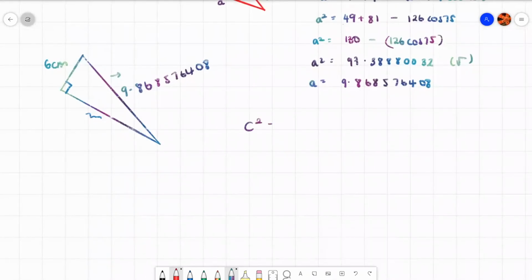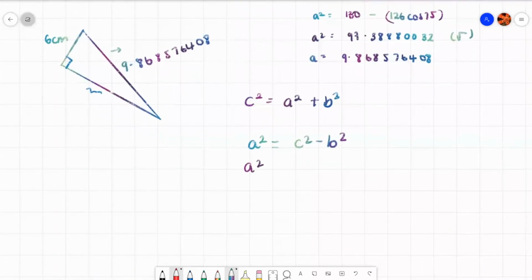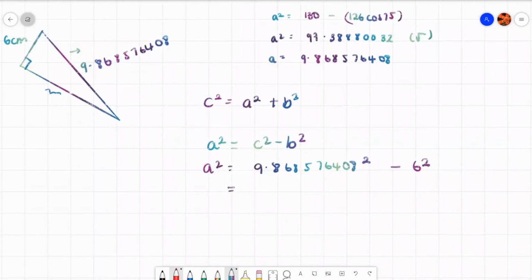So I'm going to use the formula c squared equals a squared plus b squared. Obviously, I don't want c squared. I want the bottom one, which I'm going to label as a. So a squared is going to equal c squared take away b squared. So a squared is going to equal 9.868576408 squared, take away 6 squared. Now I'm going to write the whole number out to avoid any rounding issues. Well, when I square that, I end up back with what I had at the top, which was 97.38880032, take away 36, and I'll double check that I've squared correctly this time. I don't want to make the same mistake.